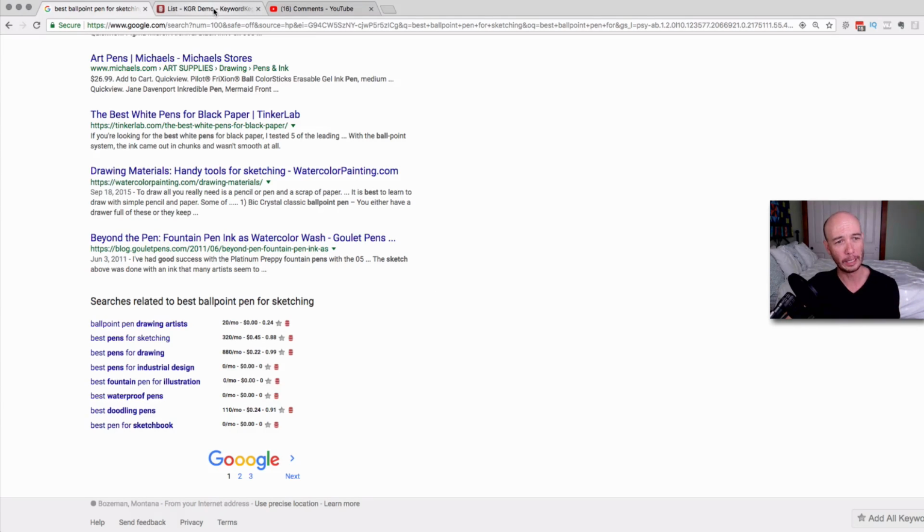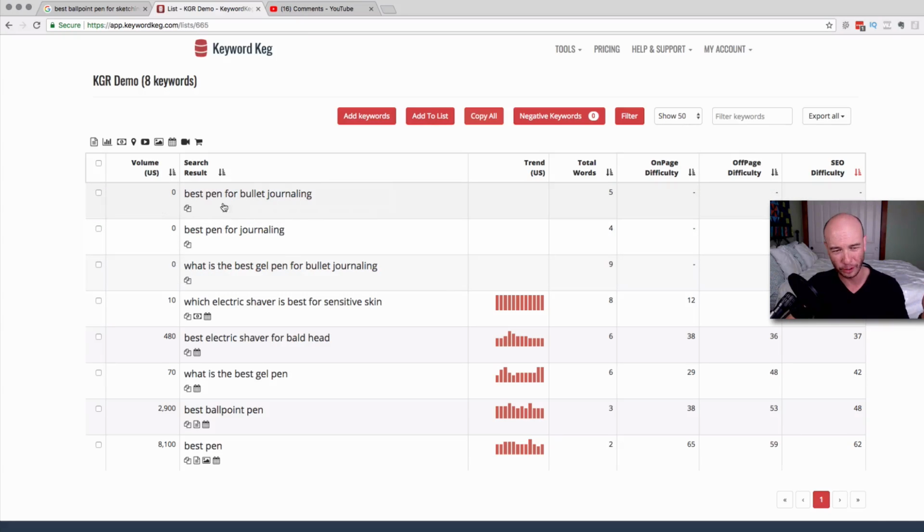Now we're going to hop over to Keyword Keg and look at a couple others. As I was coming up with a few different formats, you can see it in this specific one: what is the best gel pen for bullet journaling? We have gone in deep for a couple areas. Again, the format is best product name for a use or a user type. And here we've specified exactly what the product is. Instead of saying pen, we're saying gel pen, which is a specific type of ink. And we're not just saying journaling, we're saying bullet journaling. So in the two cases, we've gone very, very specific.